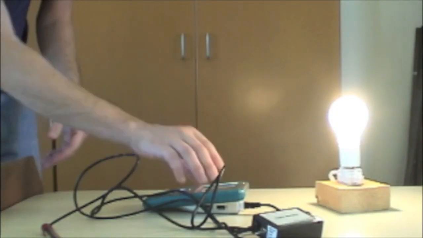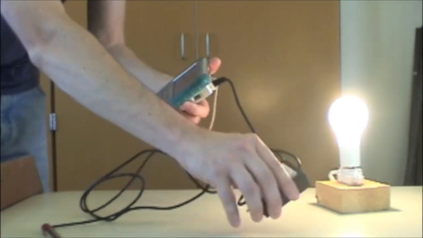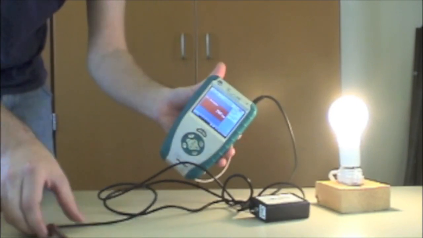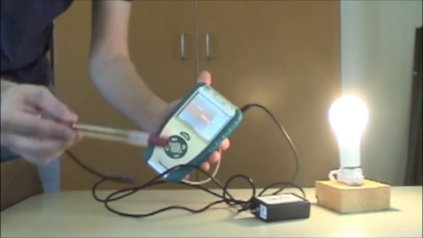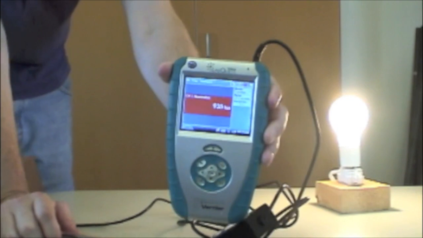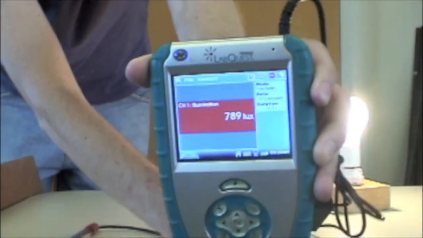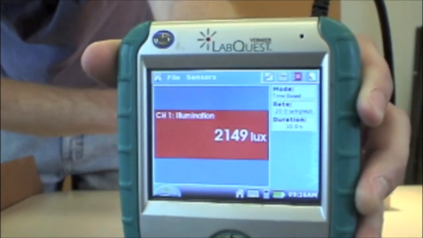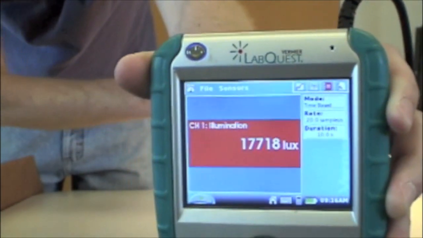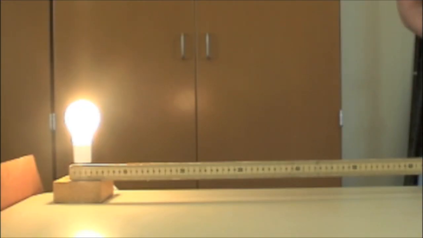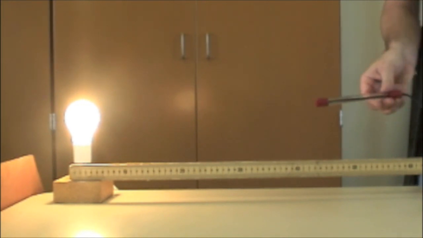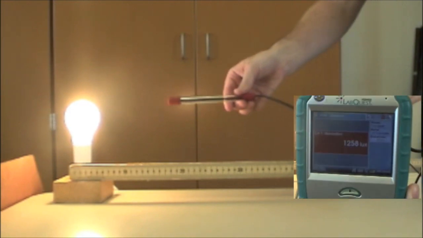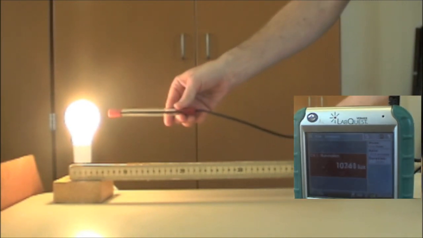Of course we can. This is a LabQuest interface, and I have plugged in a light sensor that measures the intensity of a light source in a unit called lux. You can see that the value changes as I move the sensor toward or away from a bulb. Let's do this in a very controlled way. The room lights are off and I have a meter stick laid out on the table. As I move closer to the bulb, I can record the brightness at several different distances.